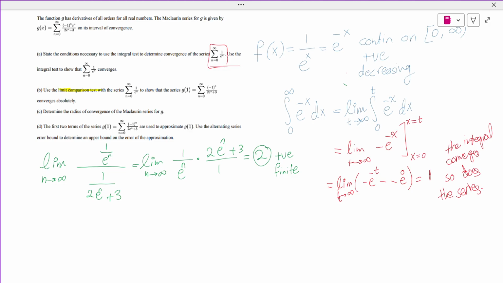So in part B, we have this one and this one. But this one from part A converges. And because the first one converges, the second one would also converge. So it converges as well, right?